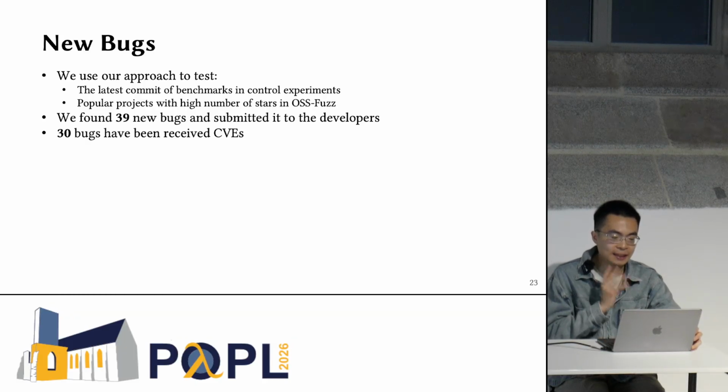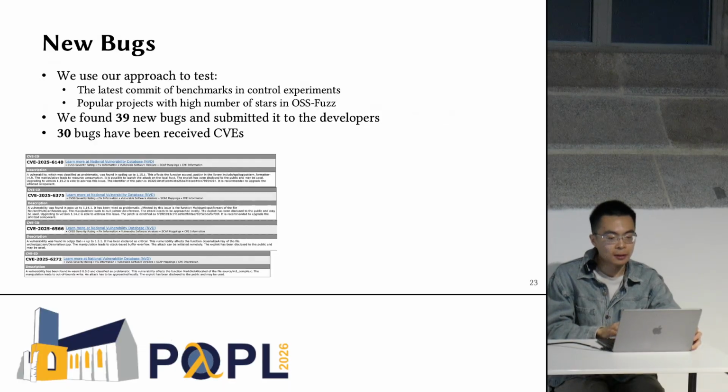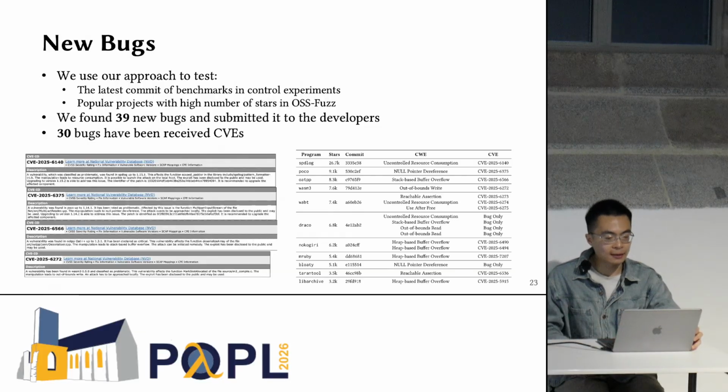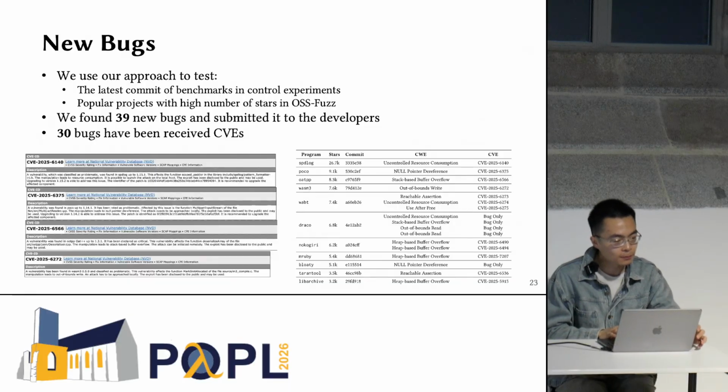We present some of the bugs we discovered. On the left, we show the 4 most influential bugs, with GitHub repositories having between 7.6 thousand to 26.7 thousand stars. On the right, we show several other high-impact bugs. Overall, our approach demonstrates strong practical value in real-world software engineering.